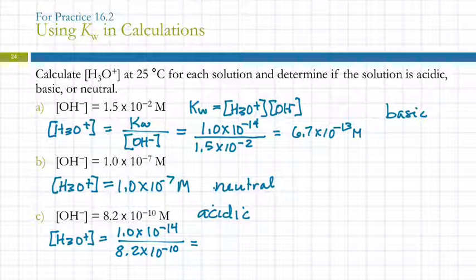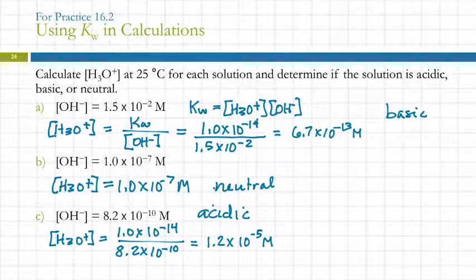1.2 times 10 to the minus 5. This concentration, 10 to the minus 5, is larger than 10 to the minus 10. So more acid, this is an acidic solution.